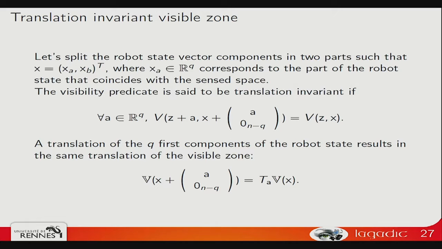Basically, when we have a translation of vector A in the first component of the state space of the robot, we have the same translation in the sensing space. So if the robot has moved 1 kilometer to the north, the state is 1 kilometer to the north, the visible zone is the same, but 1 kilometer to the north. So it's basically translation invariance, and it is very common in our applications.